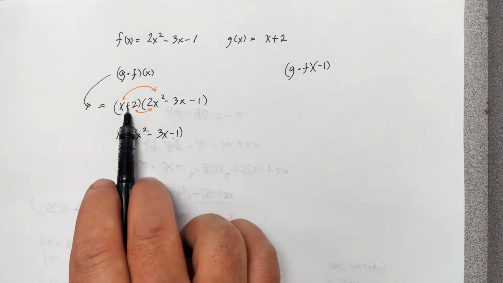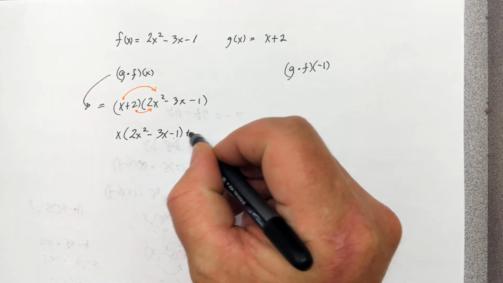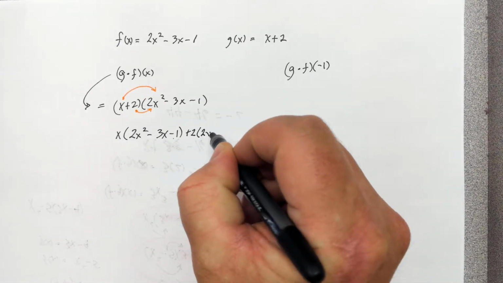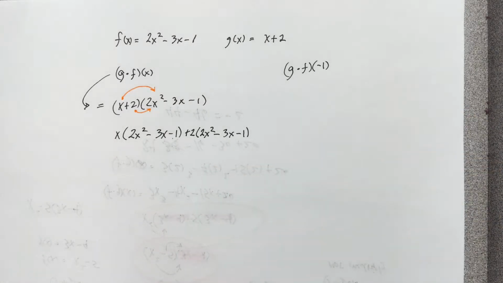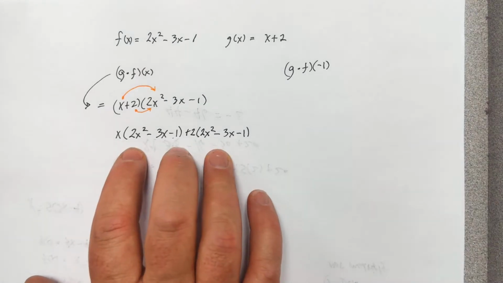Okay, and now it's a plus 2. So I'm going to write the plus 2. And then 2x squared minus 3x minus 1. Boom. So you set it up, and then you distribute, and then you combine like terms. So this is the setup, right?